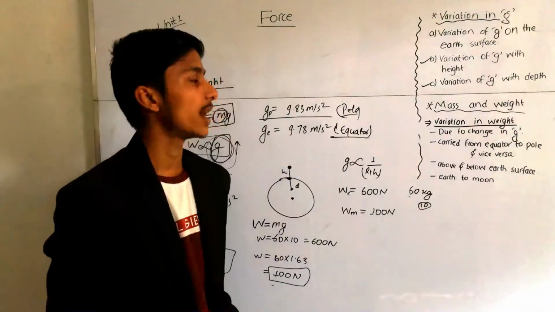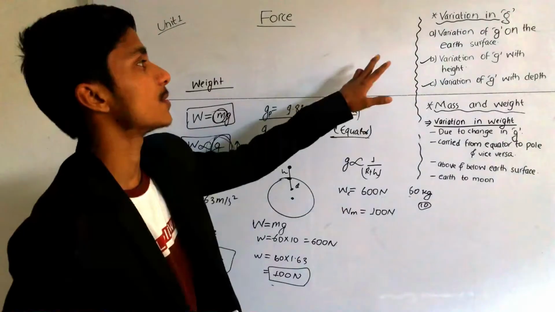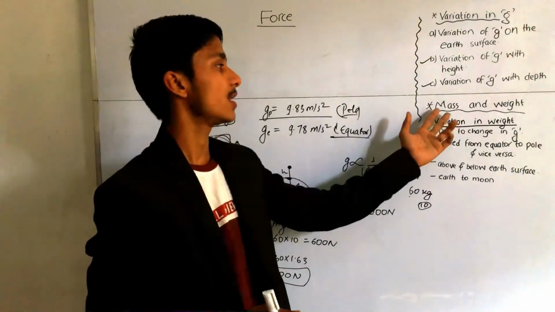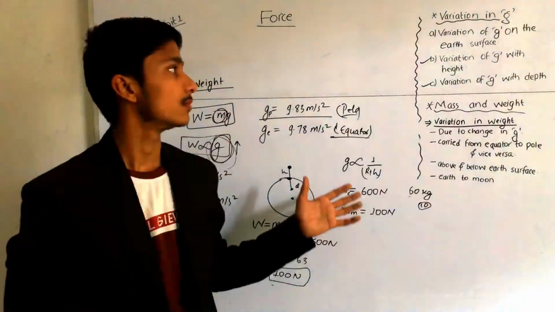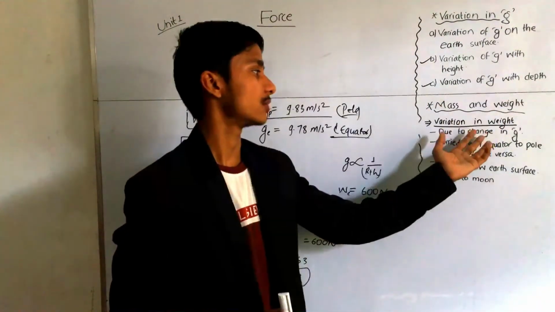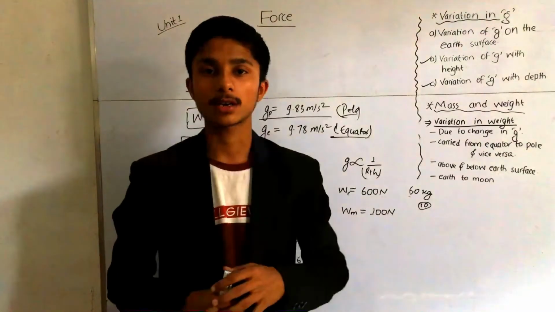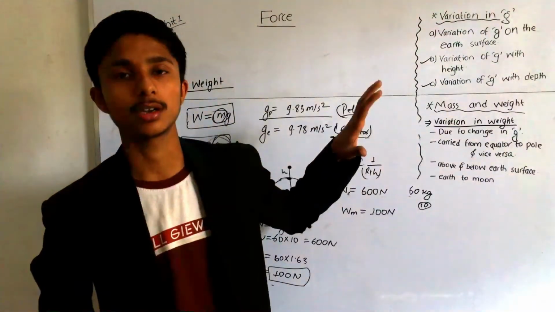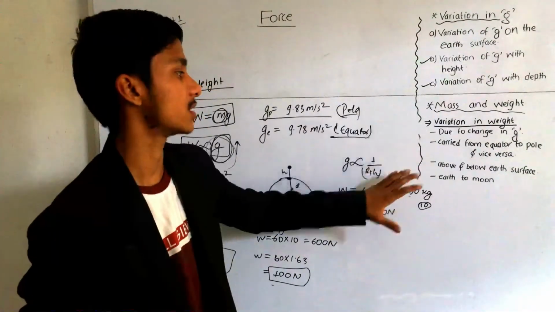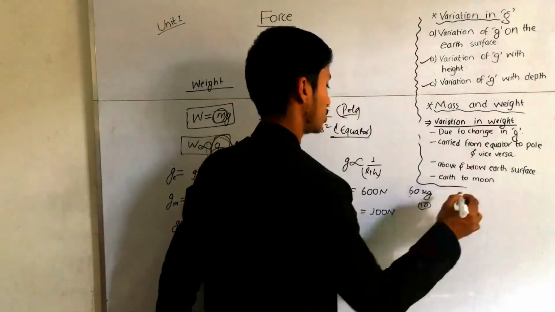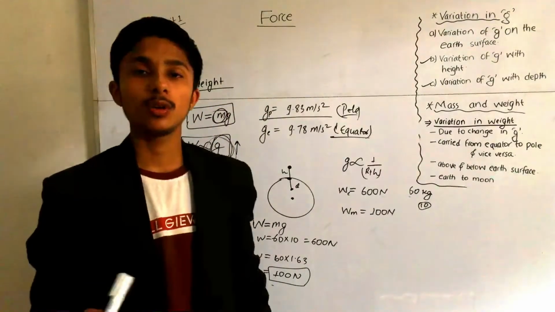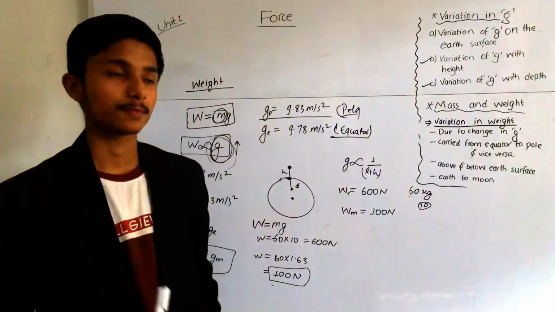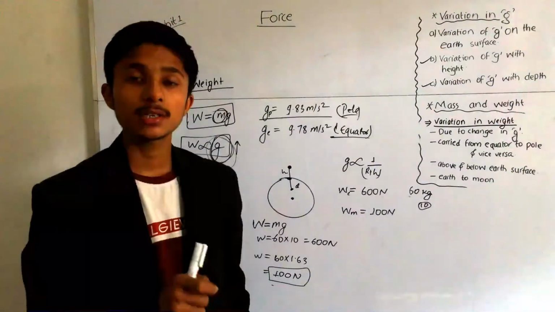In this lecture we have studied two topics: variation in acceleration due to gravity, and variation in weight due to various factors. Two topics we have discussed: variation in g, mass and weight. And one very important question that is frequently asked in your examination is this.